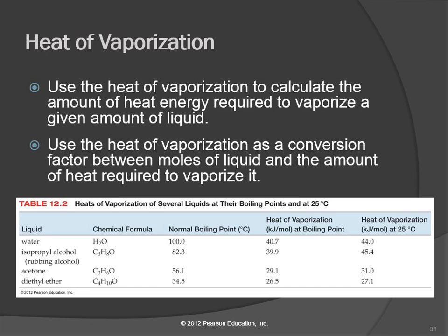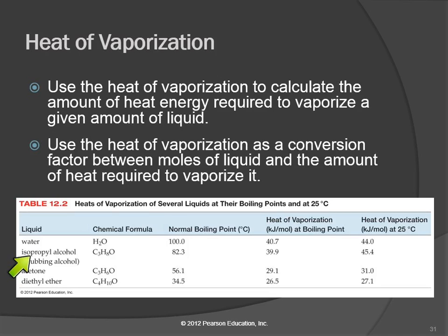So we can use heat of vaporization to calculate how much heat will be required to vaporize a certain amount of liquid, or how much energy will be released when a certain amount of liquid condenses. These are not numbers you need to memorize. They'll be provided to you on an exam, but you might have to look them up in this table when you're doing the homework. So here's water. The heat of vaporization is going to be slightly different depending on the temperature. This is at room temperature. This is at the boiling point.